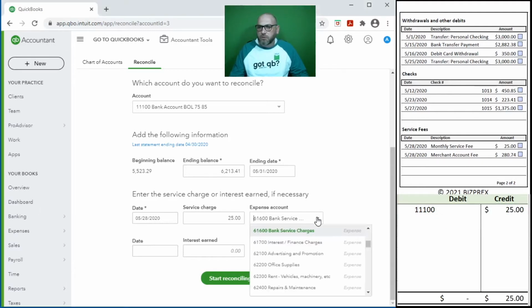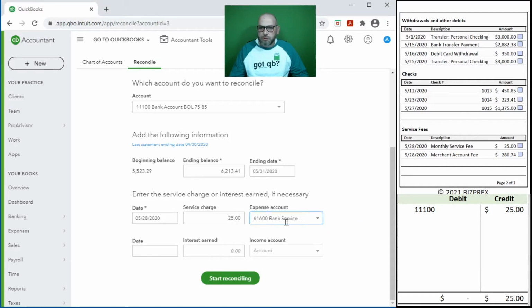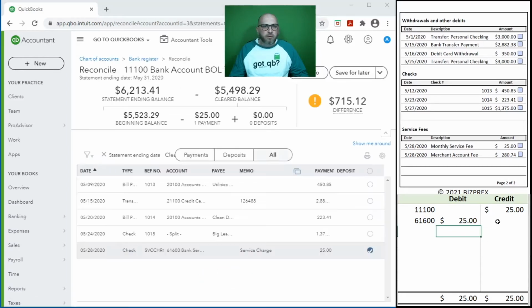What else is happening? Well, our bank service charges expense is going up. For expenses to go up, they have to be debited. Here it is. Debits and credits are in balance, right? This amount right here, it's a debit to account 61,600, and it is a credit to account 11,100. Okay, let's move forward with our reconciliation.